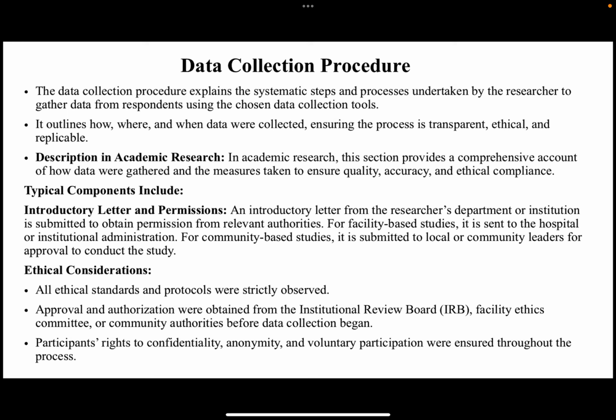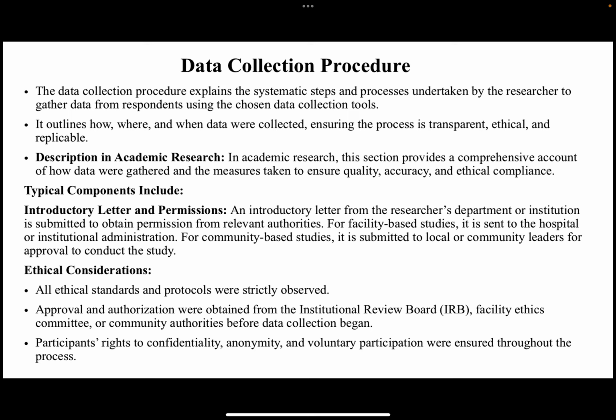In this video, I would focus on explaining data collection procedure in research methodology. Data collection procedure. Okay, now what is data collection procedure? Data collection procedure explains the systematic steps and processes undertaken by researchers to gather data from respondents using the chosen data collection tool. Now, data collection procedure usually comes after data collection tools or data collection instruments.